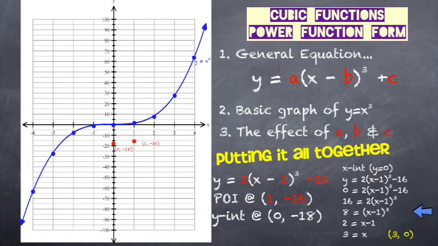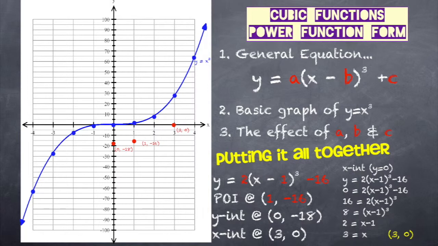I then divide both sides by 2, leaving me with 8 is equal to (x - 1) cubed. I then take the cube root of both sides, leaving me with 2 is equal to x - 1. And I add 1, leaving me with 3 is equal to x. This means that my x-intercept is at the coordinates (3, 0). And of course, once again, I plot this on the graph.